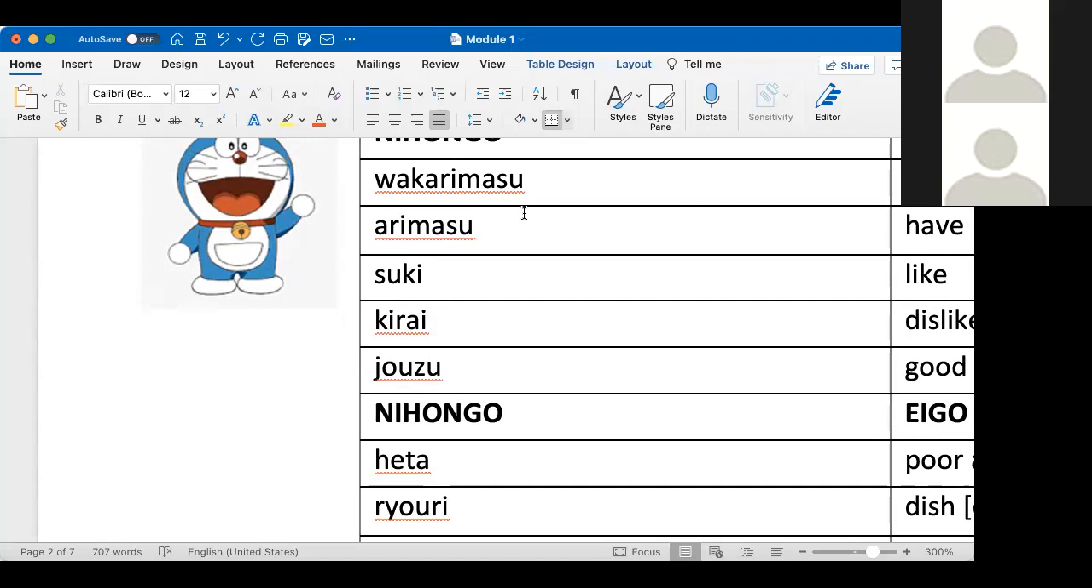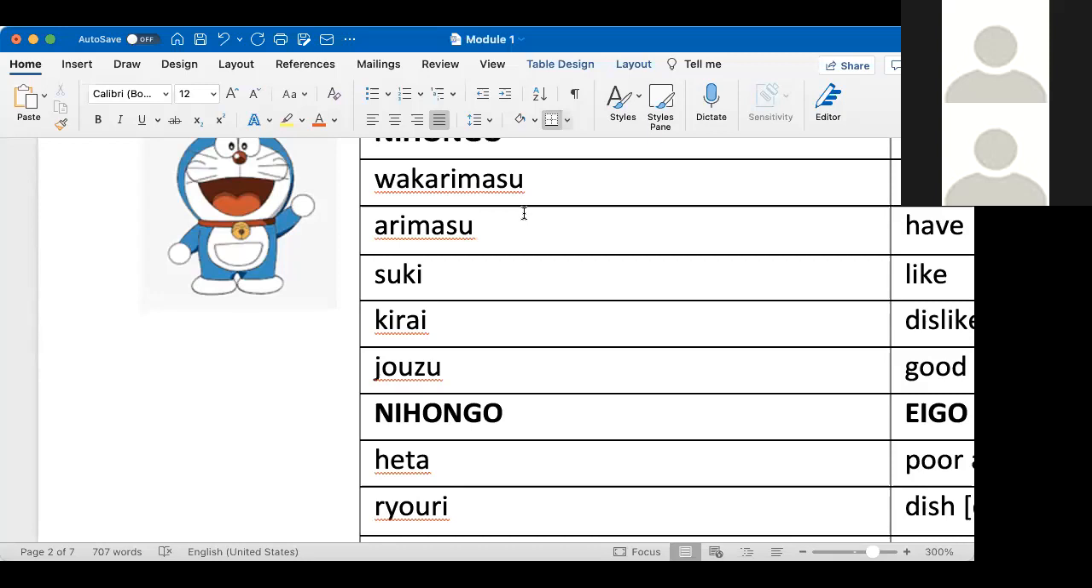Sige, Fredson, go ahead. From the start, okay, basahin ko muli. Now, I'll read it first, listen carefully, and then try to read it as approximately as possible, okay? Wakarimas, arimas, ski, kirai, jozu. Okay, let's start from the top. Wakarimas kara, jozu made. Wakarimas. Arimas. Suki. Kirai. Jozu.